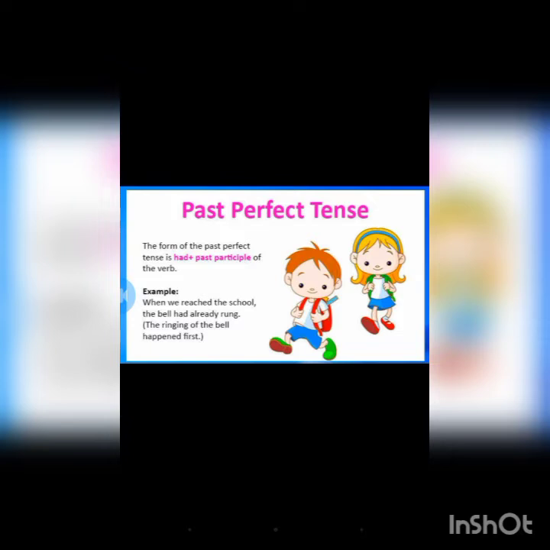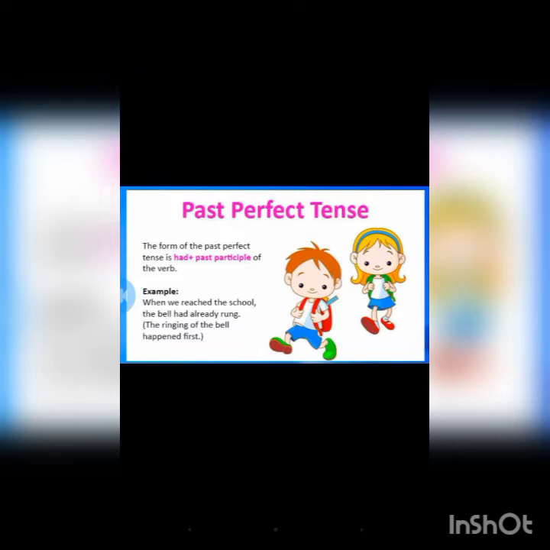See here, one example is given for you. When we reached the school, the bell had already rung. Two sentences are joined here. We reached the school is one sentence, and the bell had already rung is the second sentence. We reached the school is simple past tense, and the bell had already rung is past perfect tense.